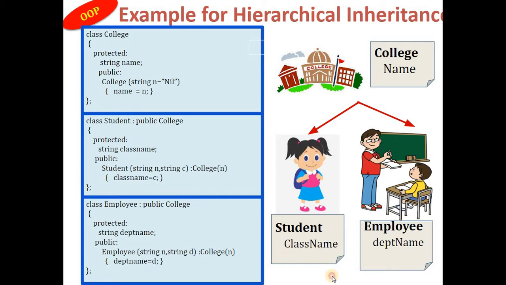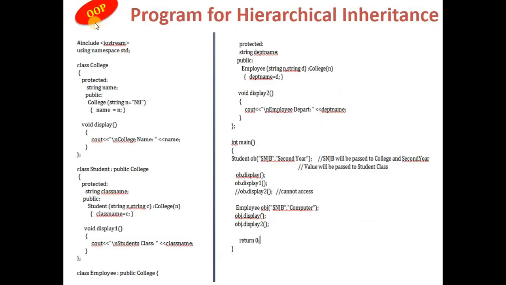So how to write a program, we will see this first. In this program, in the college class, you will have a void display function, which displays the name of the college. Now in the second class, student, which is colon public, we implement one function, display1, which displays the student's class name. And third, we have a class employee, colon public, which has its own protected data member and a display2 function. Employee department is being displayed, the department name.